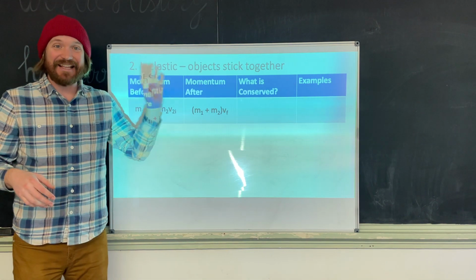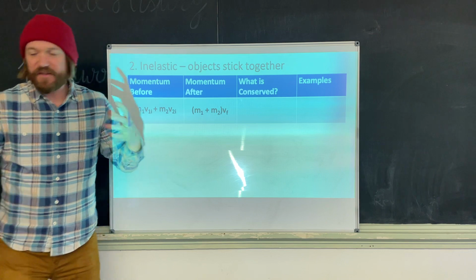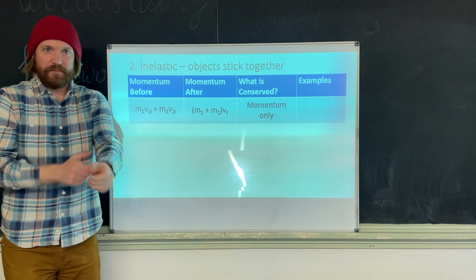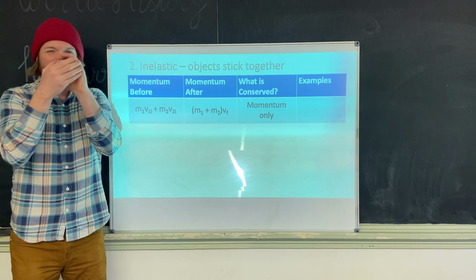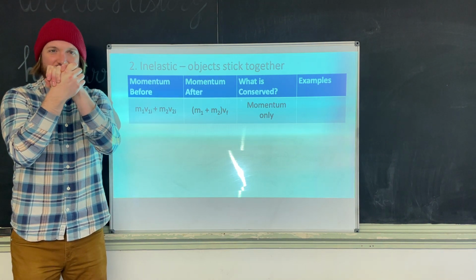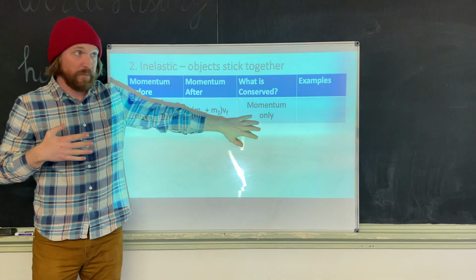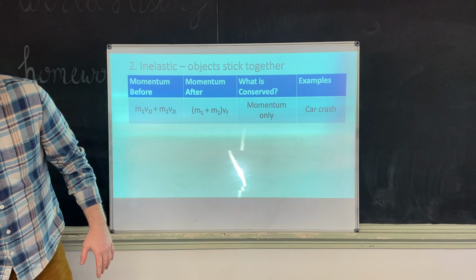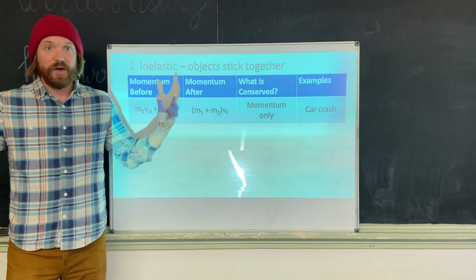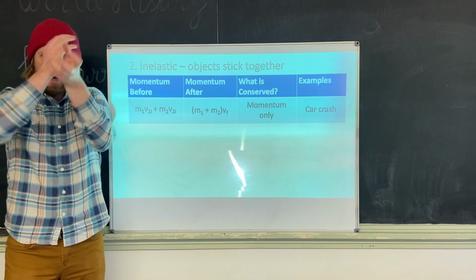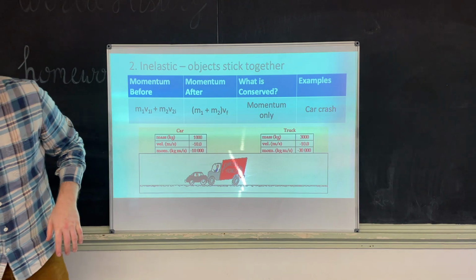Because this is an inelastic collision, and because they stick together, even though their momentum is conserved, their kinetic energy is not conserved. That kinetic energy goes into changing their physical shapes and bending around each other. So kinetic energy is not conserved, only momentum. An example of this, which you will see again and again, is the unfortunate car crash. Two cars hit each other, their shapes bend, they entwine, and they become one big mass.